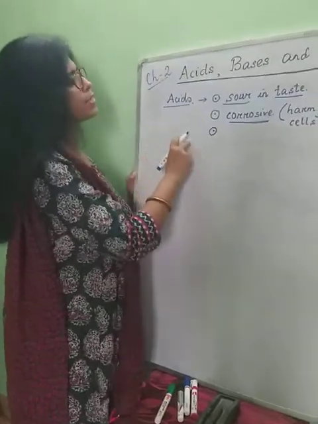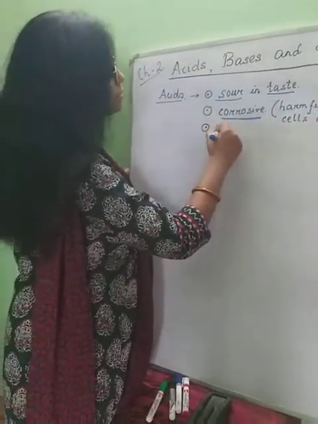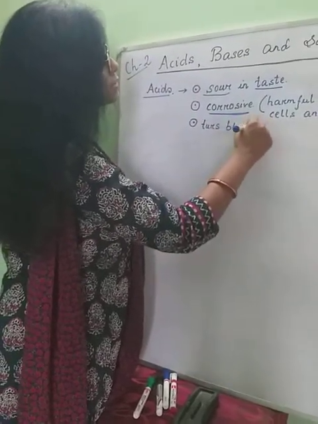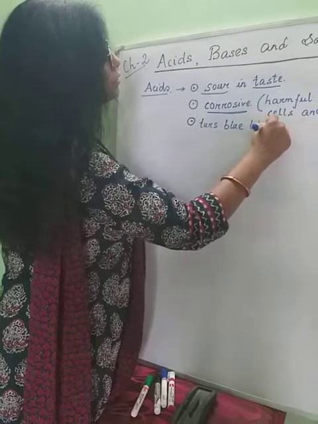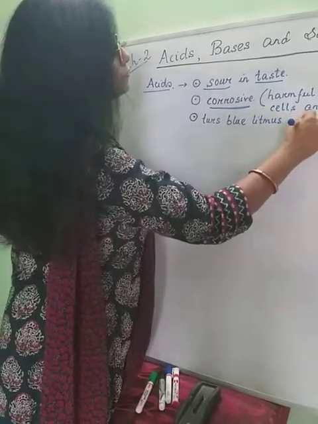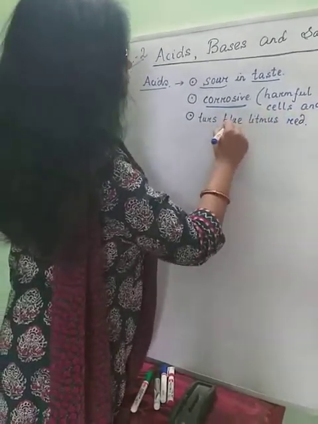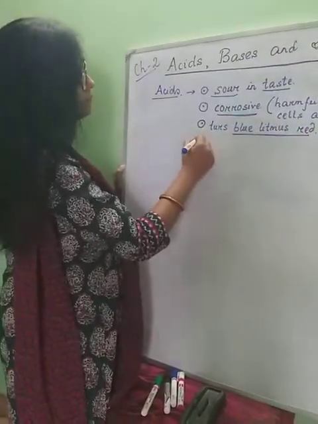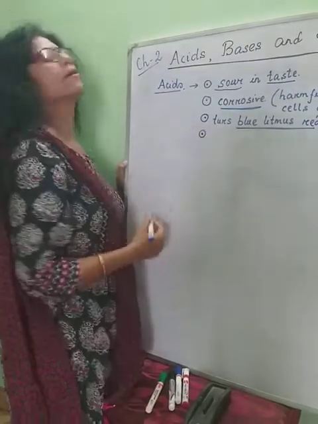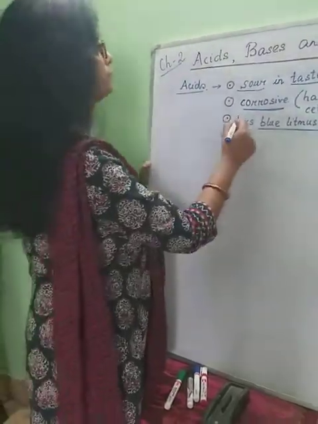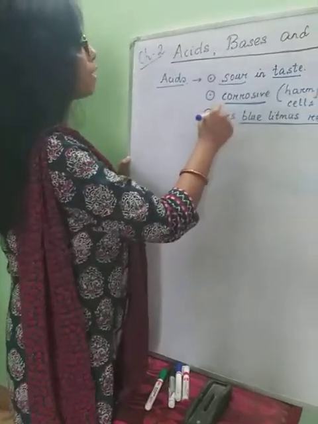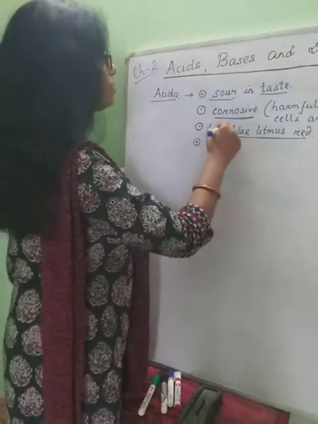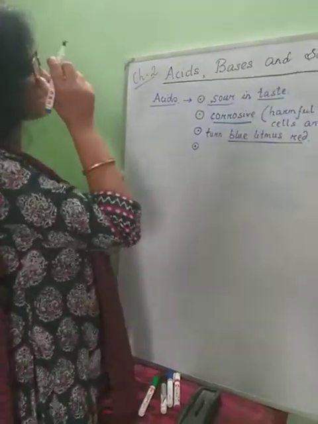And the way to identify acid is it turns blue litmus red. There are some more chemical properties also that we will deal with later on. Acids turn blue litmus red.